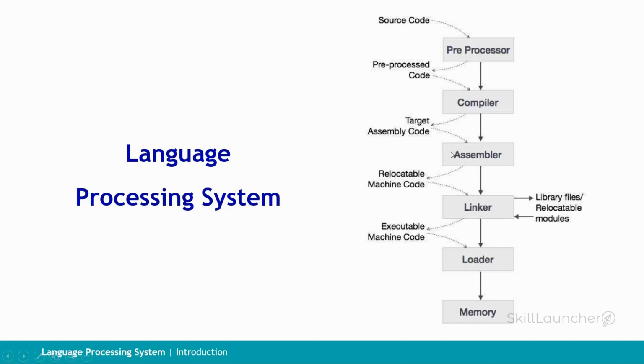Assembly code is fed to the assembler and it converts the assembly language into relocatable machine language. This relocatable machine code serves as input for the linker. The linker links all the library files and modules to produce an .exe file which is in machine code. Now, this executable machine code, when fed to the loader, allocates the required memory for all the instructions and data in the program. And finally, the program gets executed. So this is the entire process.